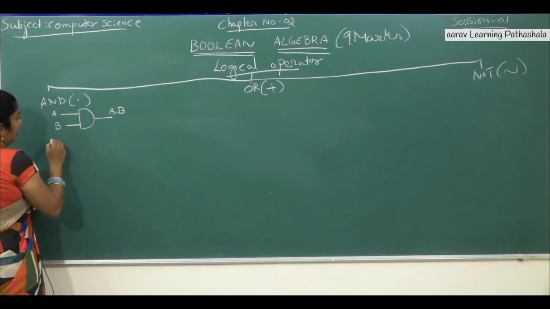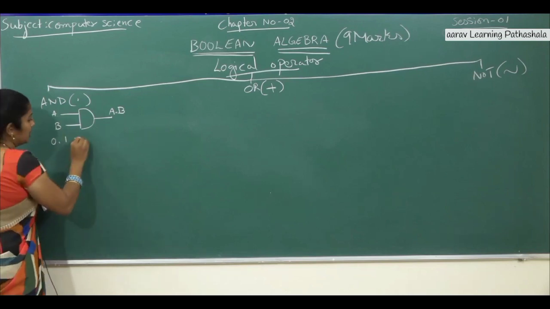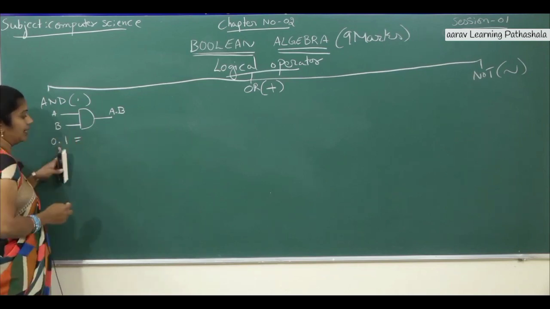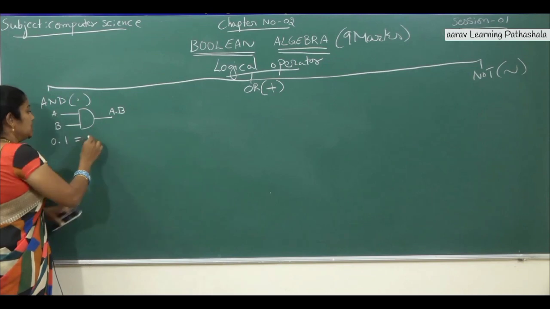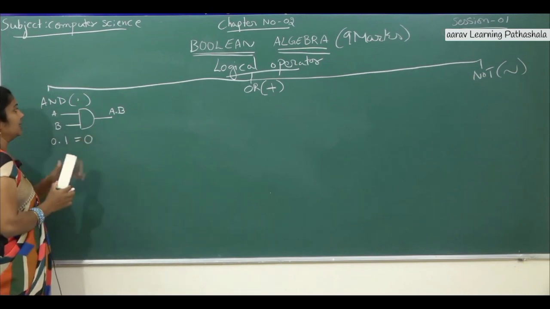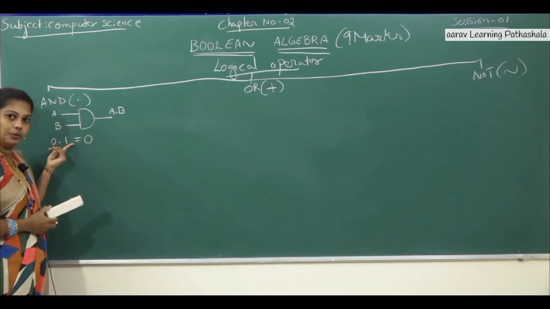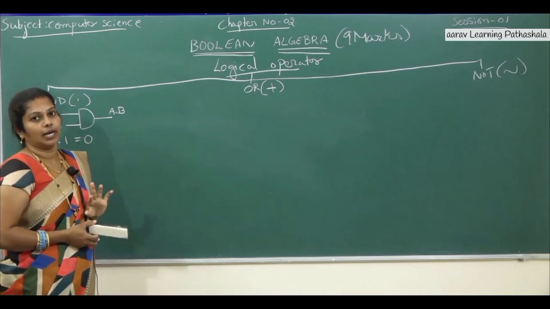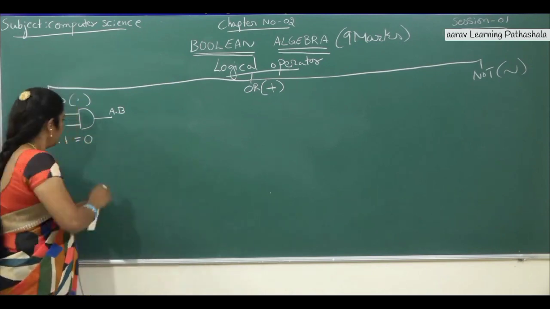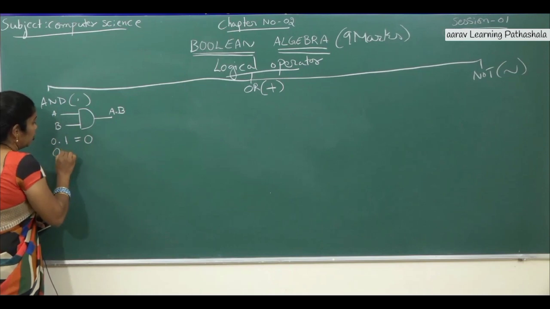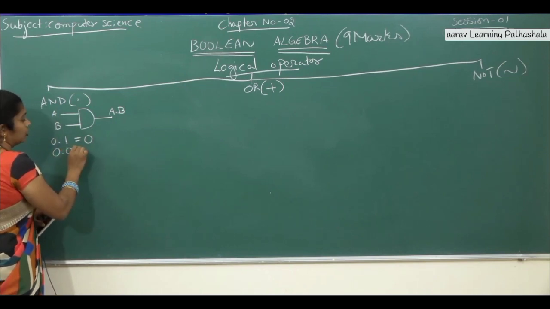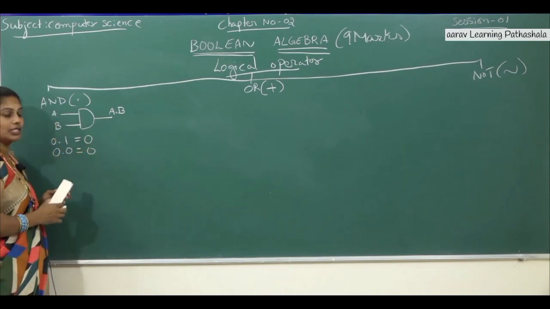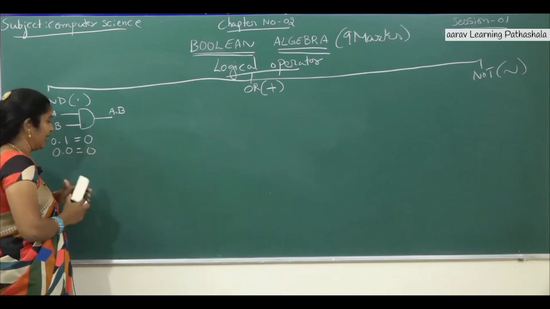Now, which possible values will we get? For example, 0 dot 1. What is the output of the dot operator? The output becomes 0 here. In an AND operation, only if all the inputs are 1 does the output become 1. Otherwise, it is 0. Now, for example, 0 dot 0, then also the output becomes 0.